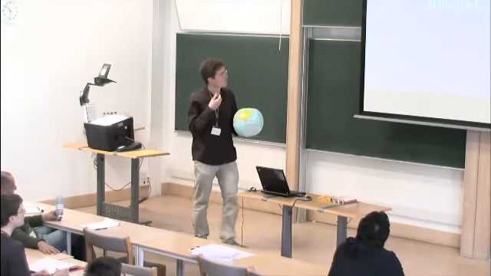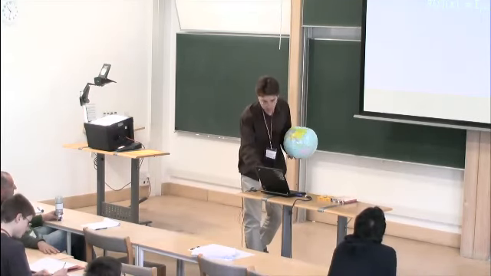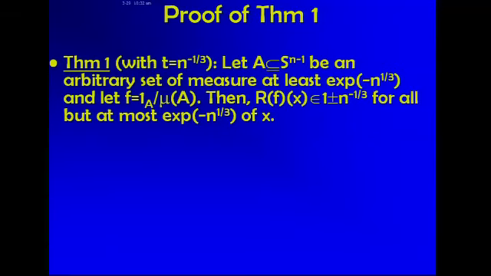So this is the Radon transform, and now we can state our theorem in a slightly cleaner form. This is the theorem that we want to prove. For simplicity, I fix the parameter t to be n to the minus 1/3. Let A be an arbitrary subset of the sphere whose measure is e to the minus n to the 1/3. Let f be the indicator of A, with a convenient normalization: I divide by the measure of A, so that its average is 1.